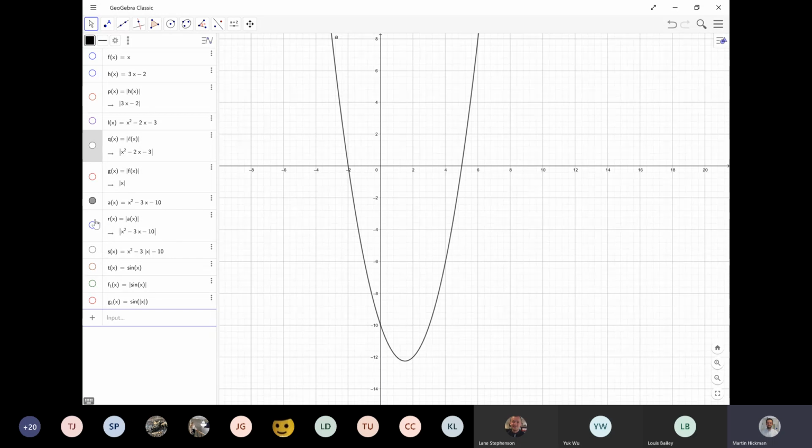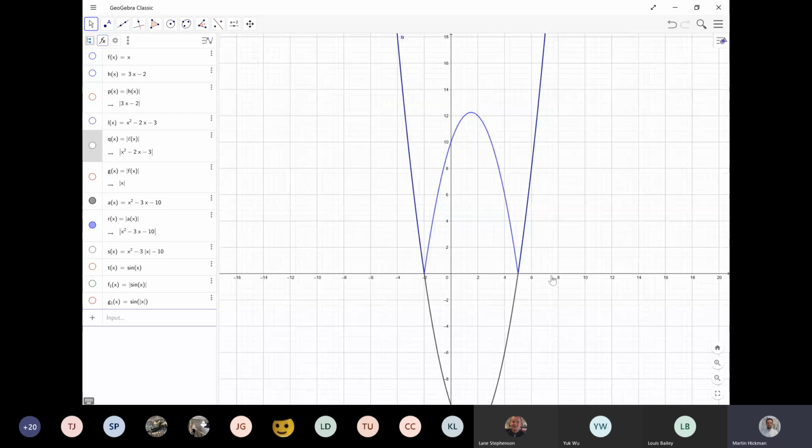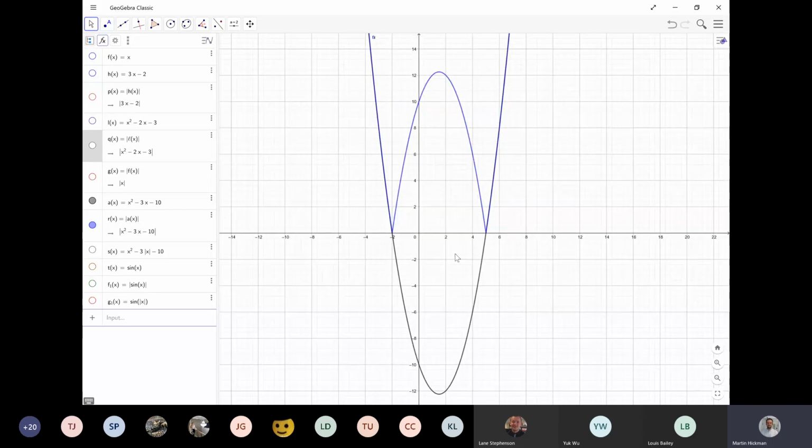Firstly, we just find the modulus of f of x. So just reflect any bit that's below the x-axis, sorry, reflect that into the x-axis, I should say. So everything that's below is now above. So that's what your modulus of f of x looks like.